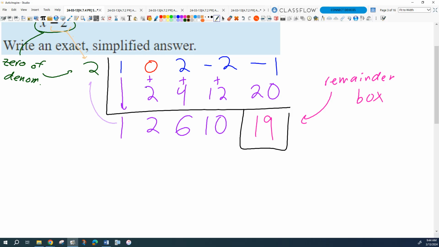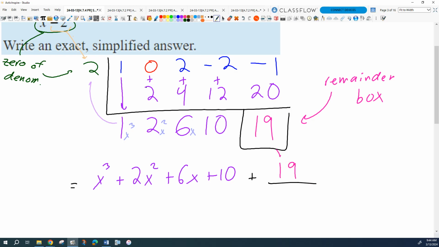Okay, so my answer is, yeah, so we know that's going to be an x, right? That's going to be an x squared, and that's going to be an x cubed. So my answer looks like x cubed plus 2x squared plus 6x plus 10 plus what? 19 over x minus 7. There you go. My remainder is 19.